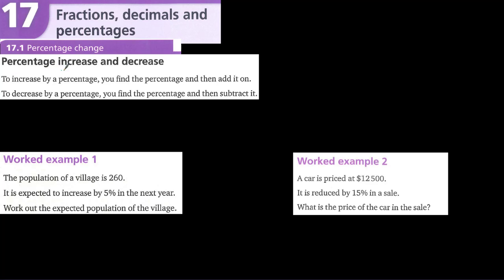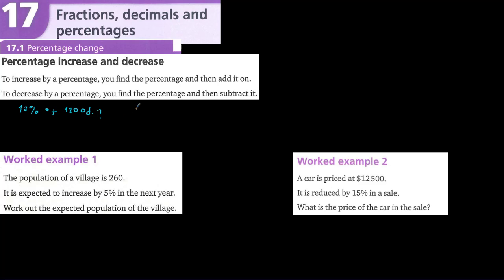To increase by a percentage, you find the percentage, then add it on, and to decrease by a percentage, you find the percentage and then subtract it. Let me remind you how to find the percentage of a number. Let's say we are looking for 13% of 1200 dinar. How do we calculate this?